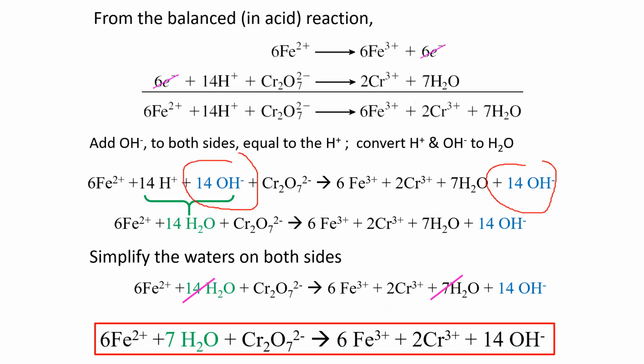Right. These guys cancel out to form water. You got 14 waters over here, 7 waters over here. You simplify, just leaving you the 7 H2Os.